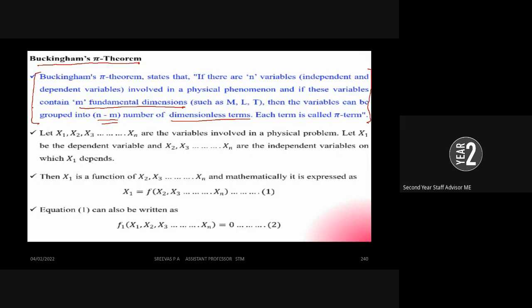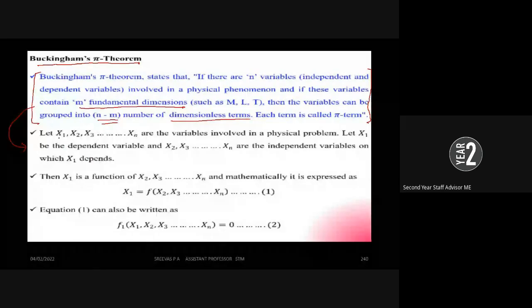You will understand this clearly while doing problems. You consider this one. That is, let x1, x2, x3, etc., xn are the variables involved in a physical problem.